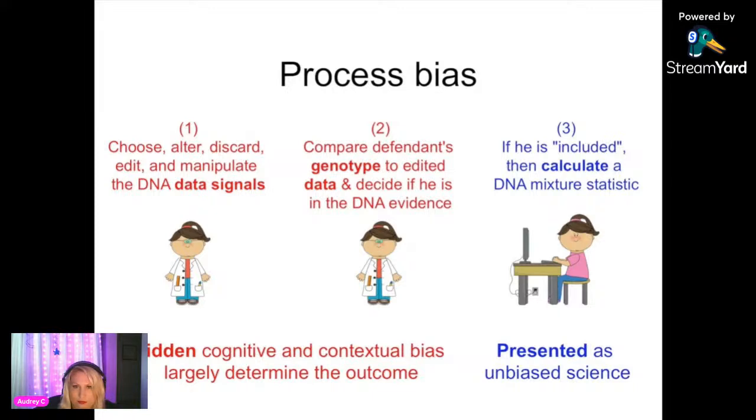What's wrong with this is that the hidden cognitive and contextual biases largely determine the DNA match statistic outcome, and these are hidden from the judge, the jury, or any description of the process in the report. Instead, they're presented as unbiased DNA identification science.